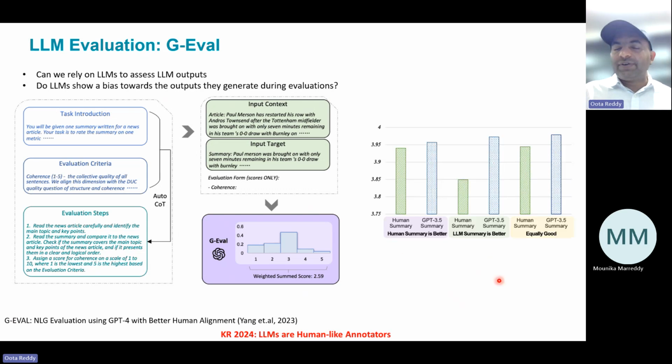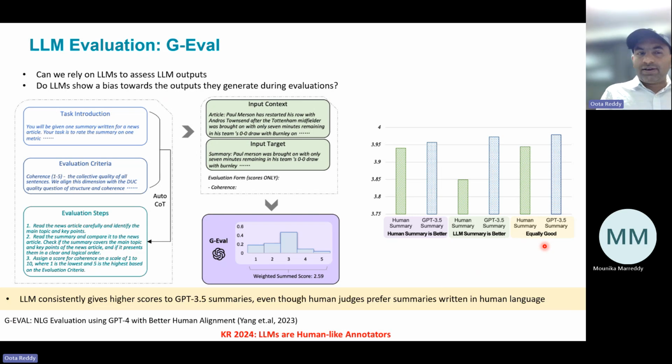Overall, when they use G-Eval on the human summary and the GPT-3.5 summary, the results are pretty close. Here the human summary is much better, there the LLM summary is much better, and sometimes they are even equally good. So overall, GPT-4 or GPT-3.5 are closer to human level performance on at least some tasks. Yet LLMs consistently give a higher score to GPT-3.5, even though human judges prefer summaries written by humans.